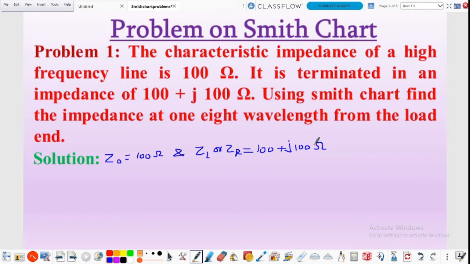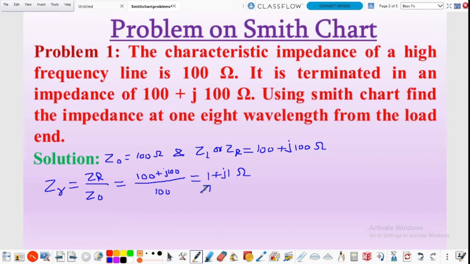And first calculate the normalized impedance. The normalized impedance is denoted as Z suffix small r, and is equal to Z suffix capital R by Z naught. So given that ZR is equal to 100 plus j 100 ohms divided by the characteristic impedance 100, that is equal to 100 by 100 plus j 100 by 100, which is 1 plus j 1 ohms. So this is the normalized impedance from the given data.